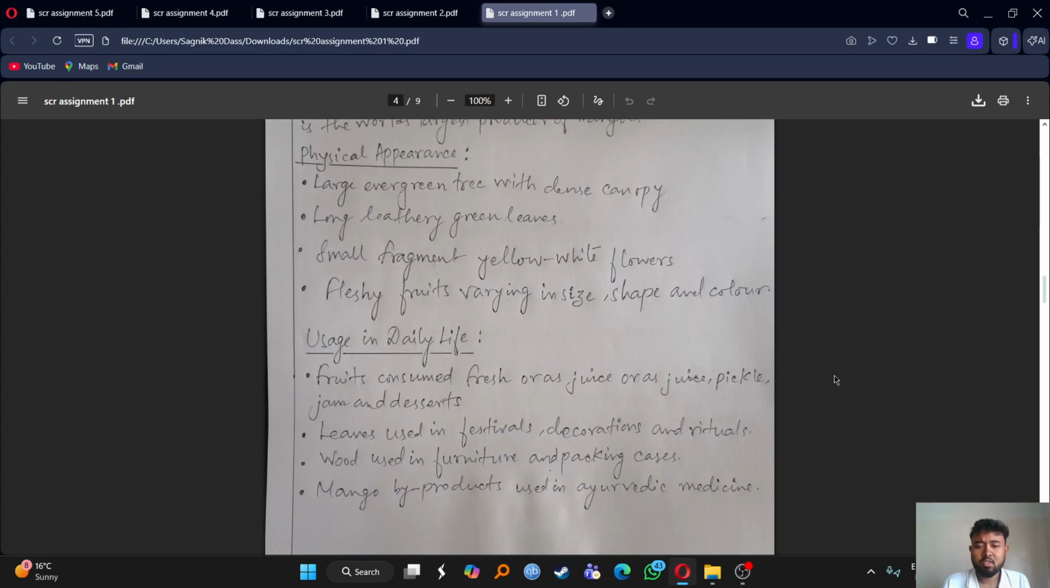In daily life, the fruits are consumed in various kinds of juices, pickle, jam, desserts, cakes, and many kinds of foods. Different kinds of culinary dishes use mangoes. Leaves are used in festivals, obviously in marriage festivals and puja festivals, as a part of decorations and rituals also. The wood is of very good quality, used in furniture and packing cases. Mango byproducts are used in Ayurvedic medicine also.